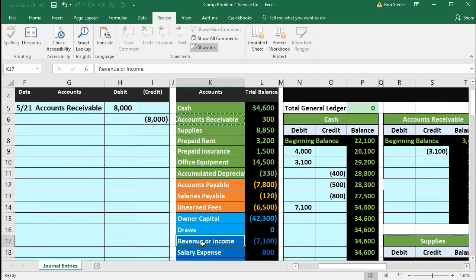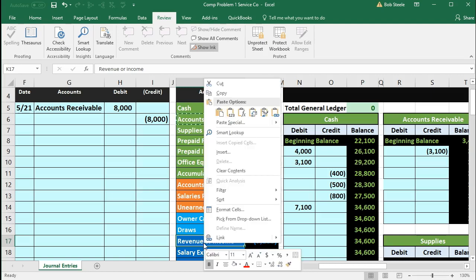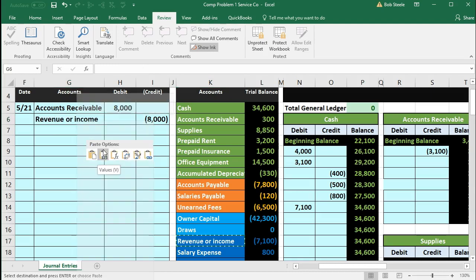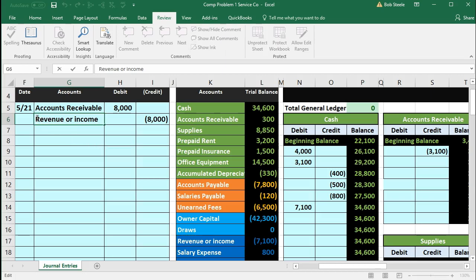Other account, revenue. So we're going to go down here to K17, right click, copy that revenue. I'm going to put that in G6, right click, paste, 1, 2, 3. Double click before the R, and indent, spacebar 3 times. All right, we're going to post that now.